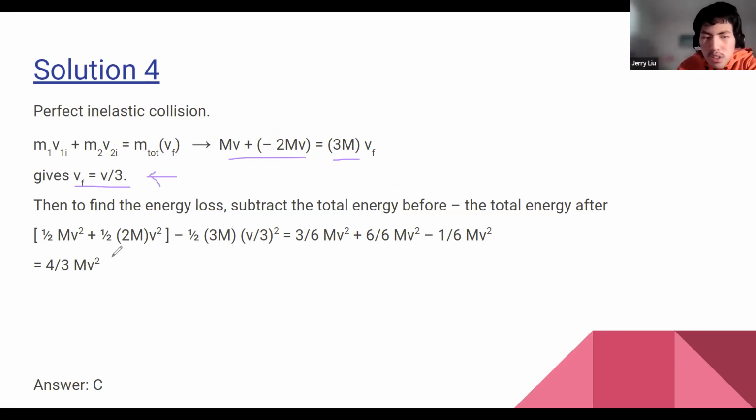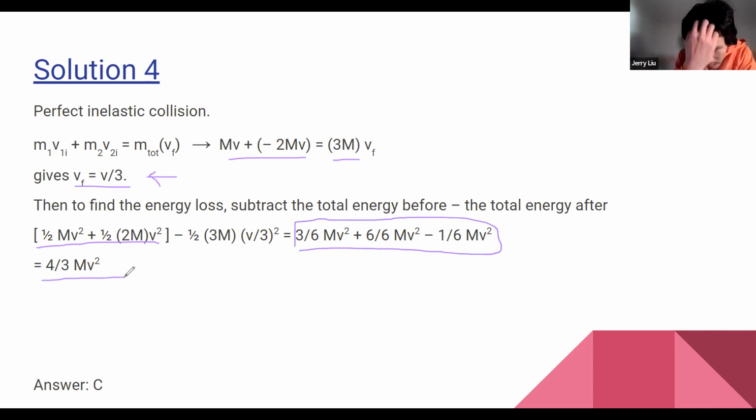So to find the total amount of mechanical energy before, you would just sum up the kinetic energies of the two objects that are moving. So 1/2 mv squared plus 1/2 of 2m v squared. And then you subtract the final result, which is 1/2 times 3m times v over 3 squared. Combine, just make the denominator the same. Do arithmetic on the numerators, simplify the fraction, and you'll get that the total amount lost is 4/3 of mv squared. So that answer was C.